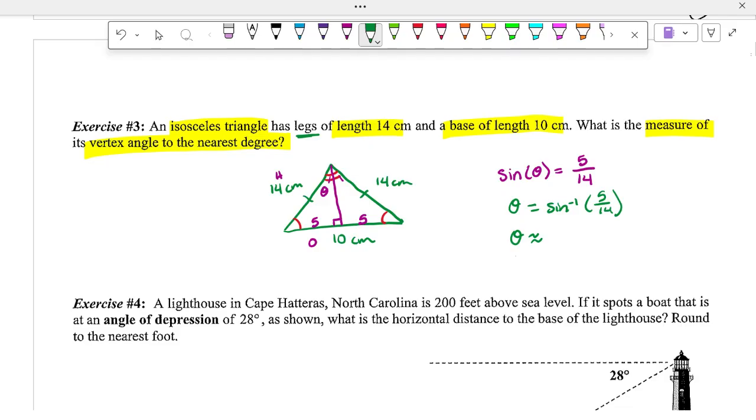It'd be what? 20.5, so let's say 21. Now, that's not our answer. Why? We have to multiply it by 2. So this is 21 degrees, meaning this angle is also 21 degrees, and we want to find the entirety of that angle. So we would have to take 21 times 2, and that would equal 42 degrees. So that's how big our vertex angle is.